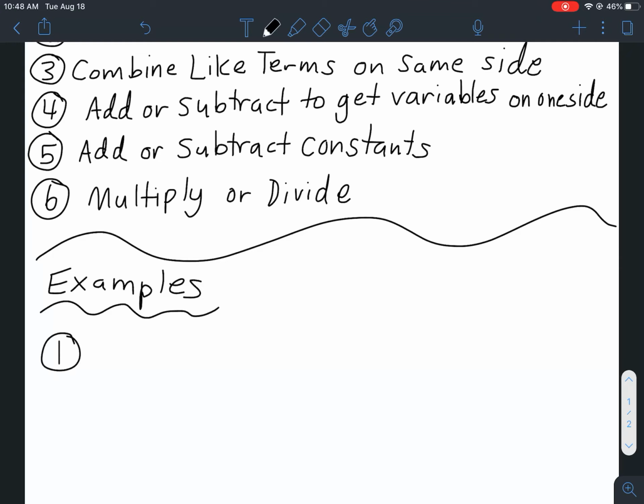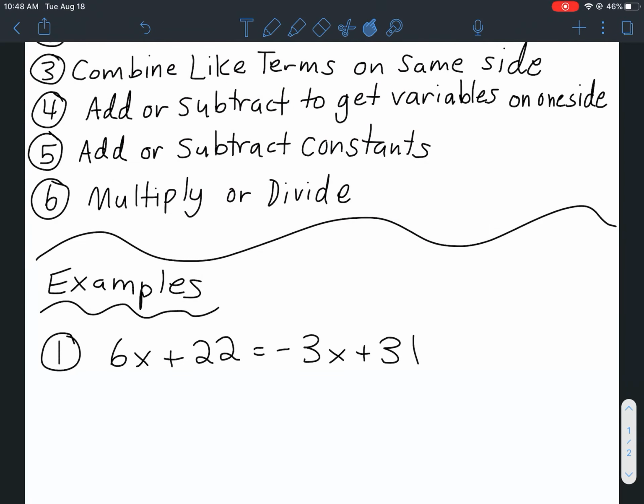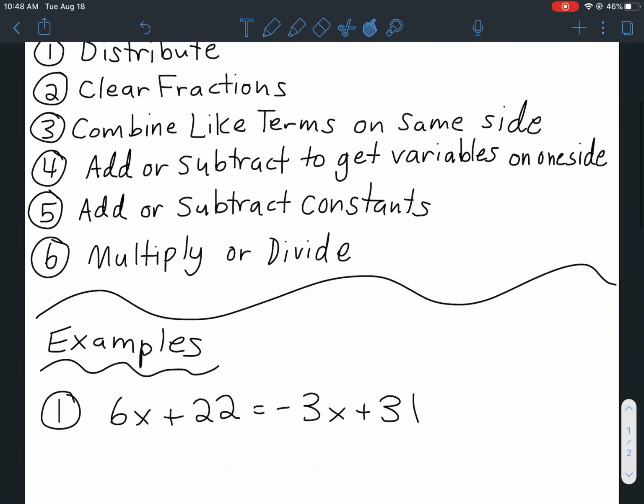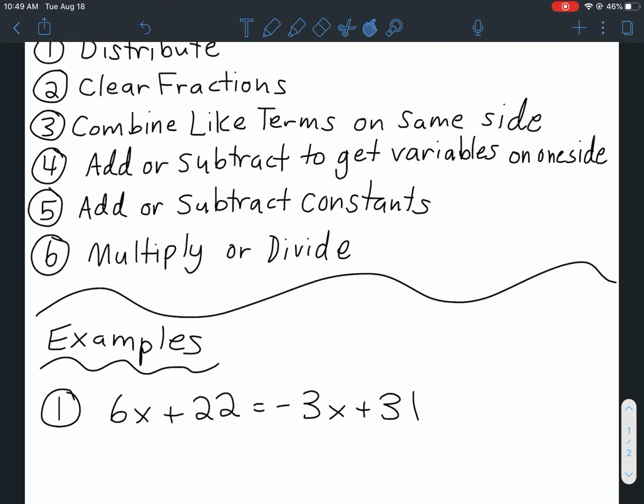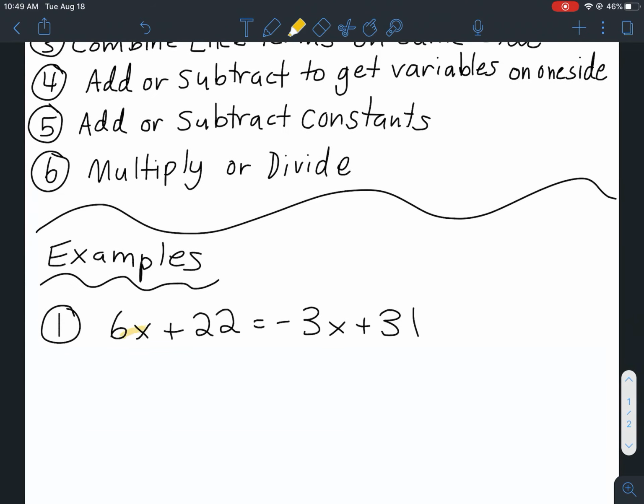Okay, so our first example, we have 6x plus 22 equals negative 3x plus 31. So just like yesterday, we're still looking: do we distribute? We don't have any parentheses, so we're not going to distribute at all here, and we don't have any fractions. So then I look, are there any like terms on the same side? Well, these two aren't like terms because one has an x and one doesn't. And these ones aren't like terms because one has an x and one doesn't. So we have to move all the way down to the fourth step here where it says add or subtract to get variables on one side.